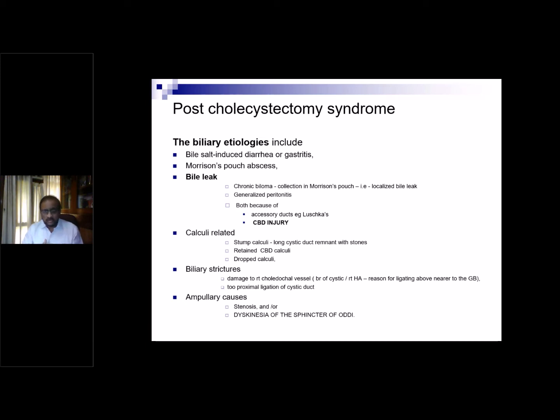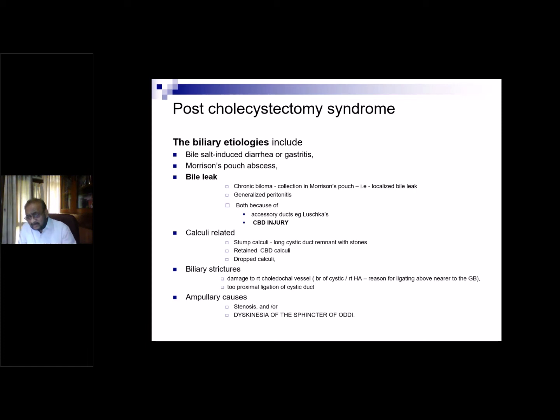Biliary strictures, usually when you have damaged the right choledochal vessel. So where does it arise? The cystic artery. And that is why the dictum. The artery should be ligated where? Near to the gallbladder. The cystic duct should be ligated where? Nearer to the CBD. You all know that. You have to remember this, MBBS, MS, whatever.